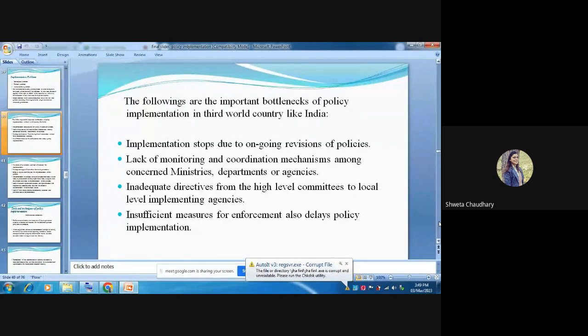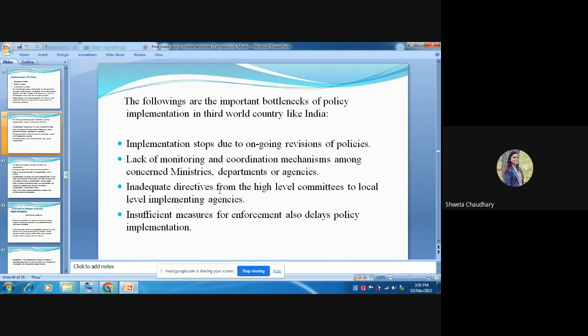What are the bottlenecks of policy implementation? If you have revisions of the policy, if there is no proper coordination between the state and central government, or directions have not been given properly, or you do not get better infrastructure, or sufficient measures are not being supported to implement those policies.